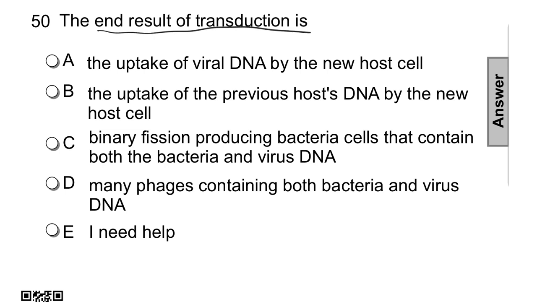Okay, end result transduction could be that one if you don't go through the lytic cycle. If you don't go through a lytic cycle, the new host cell will take very, very little, but some. So that's true. And then this one could happen if eventually the lytic cycle occurs. So I would say B and D. They probably mean B because you don't necessarily have to go lytic.